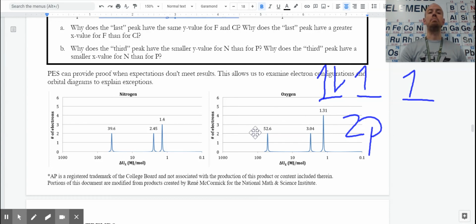So when we connect PES with ionization energy data and then back to electron configurations and orbital diagrams, we can get a full look at why an atom has the property that it does. And that's a very common way that you would see something like this asked on the multiple choice in the AP exam. Why is this peak bigger than this one for oxygen, but why is this peak smaller than that one? So acknowledging the general pattern of more protons, but also recognizing when an exception exists and trying to find the cause for that.